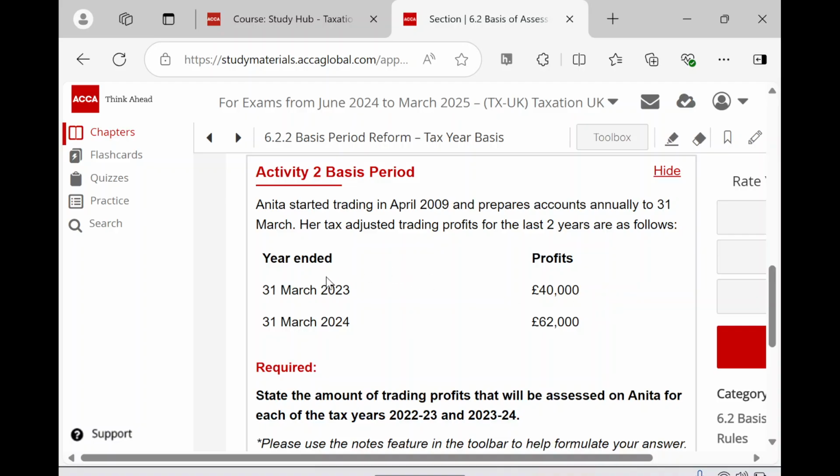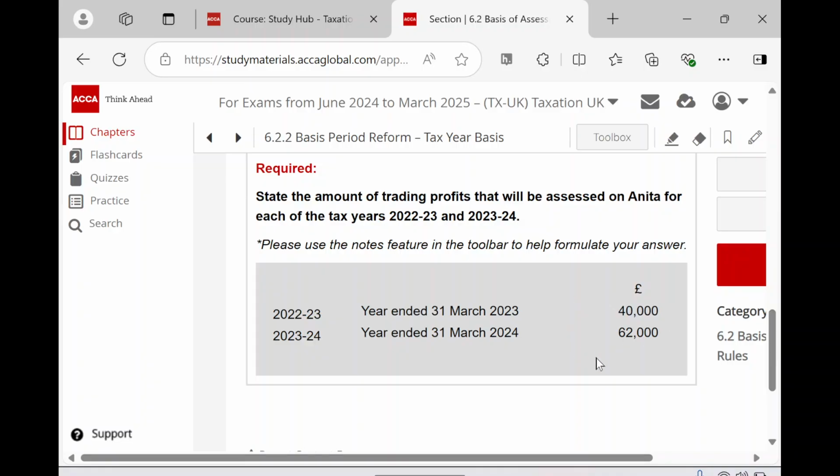So what is the accounting year ending in 22-23? Well, clearly it's the first one, 40,000. What's the accounting year ending in 23-24? Clearly it's the second one. So as we see here from the answer, nothing really to this.